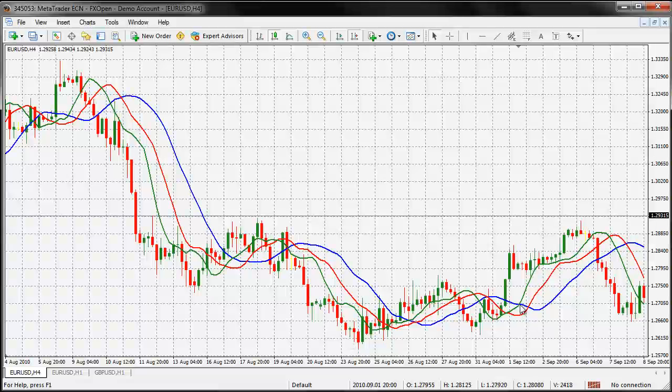Alright, and then for this example, you can see where the green line crosses over this blue line, which is what we want, and then we're looking for the second one, this red line to cross over the blue line as well. Alright, and that's our alert.